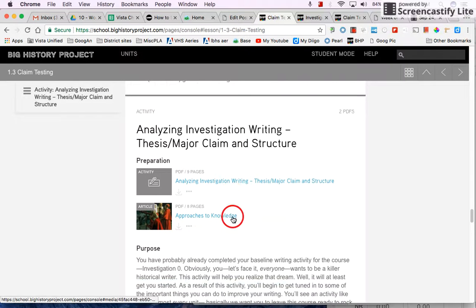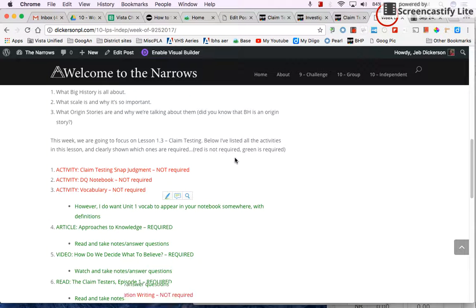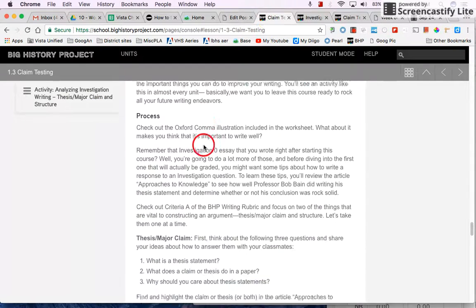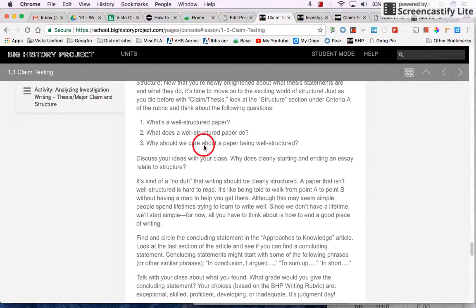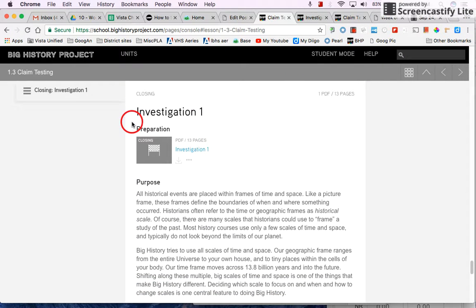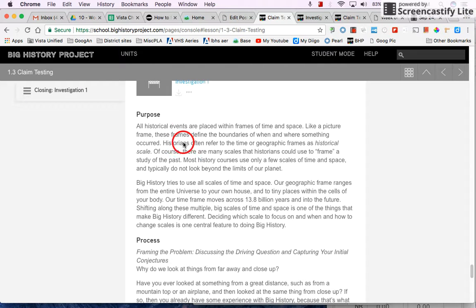And the next activity is actually not one I'm requiring. Again, in the instructions, you will see analyzing investigative writing, not required. It's in red, so you can ignore that one. Although it's great information about good writing, so I do encourage it, but again, not required. And then the last activity is one that we are doing, and it is called Investigation 1. And you're going to see these investigations throughout Big History, and they will usually be required, although not always.